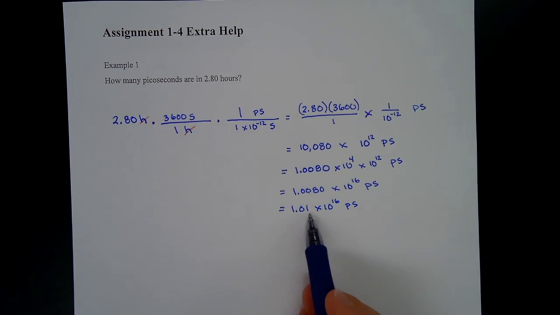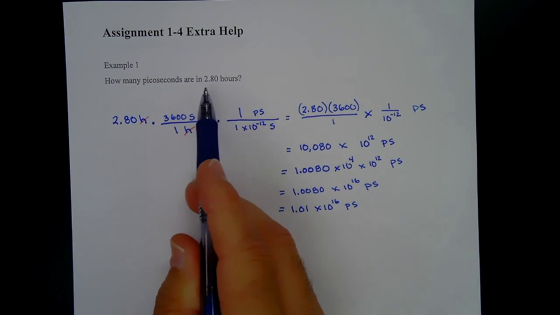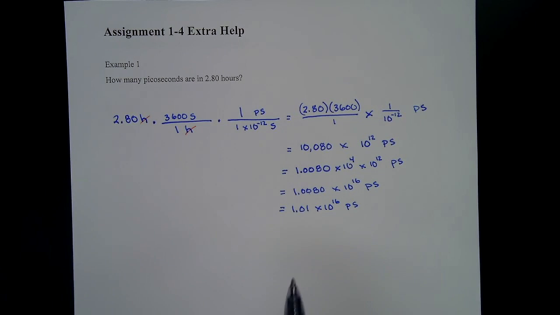And notice there's 3 significant figures. This had 3 significant figures. If you type that in, you would get the answer right. I've helped several people on Zoom this afternoon get this right. So that's how you do it.